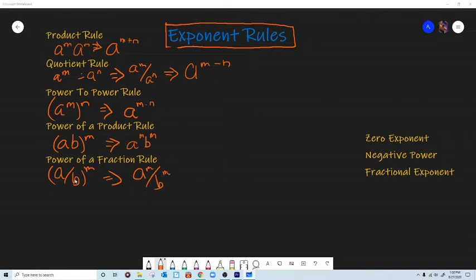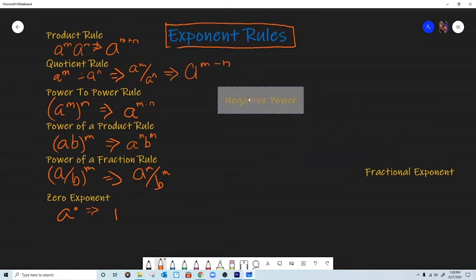When I have a fraction being raised to a power, that's the same as the numerator being raised to the power and the denominator being raised to the power separately. Next up, zero exponent. Anything raised to the zero power is equal to 1. Negative power.